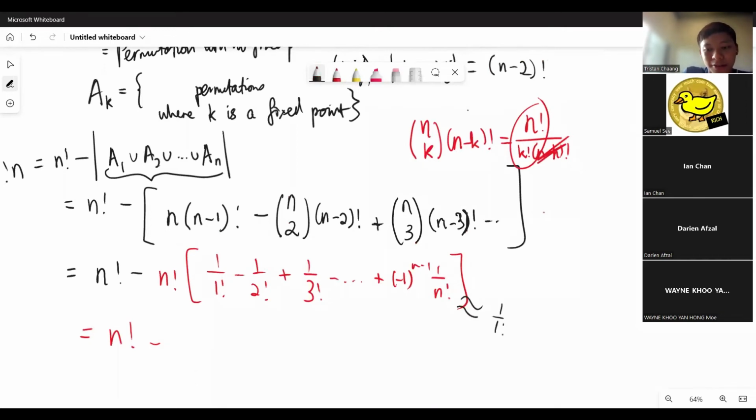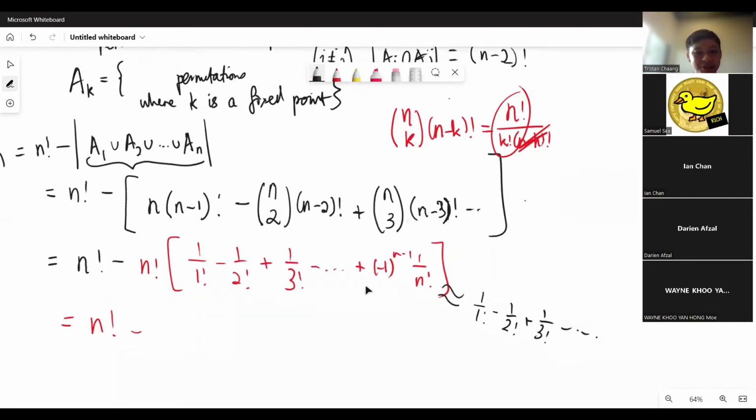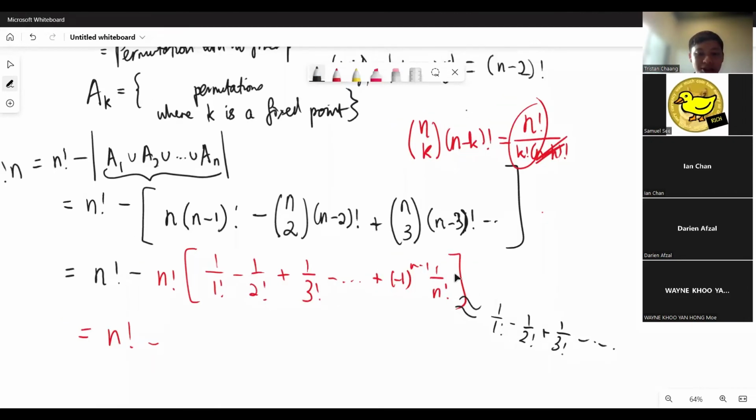1 minus 1 over 2 factorial plus 1 over 3 factorial, and so on. Let's say this goes to infinity, so we do not just stop at n. We go further, like n plus 1 factorial, n plus 2 factorial, n plus 3 factorial. But if you notice, if I continue this sum with n plus 1 factorial and n plus 2 factorial and multiply with n factorial, those numbers are very, very small. In the end, they are very, very small, less than a half, definitely.